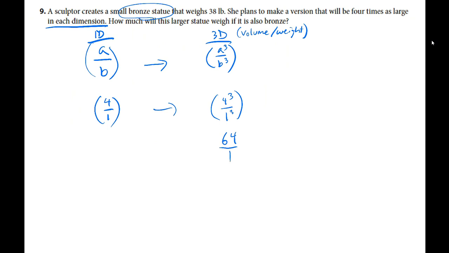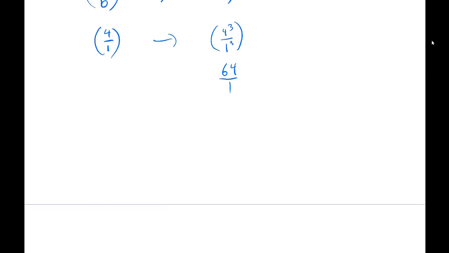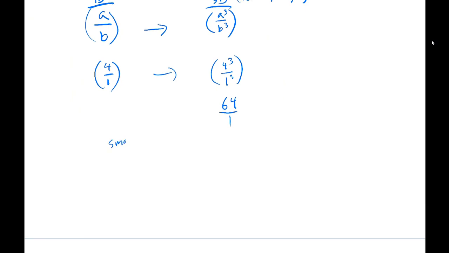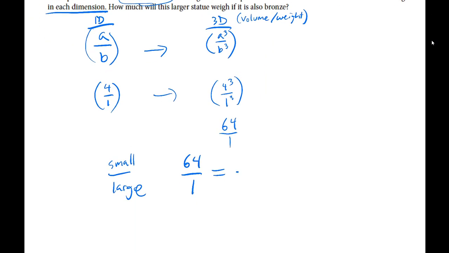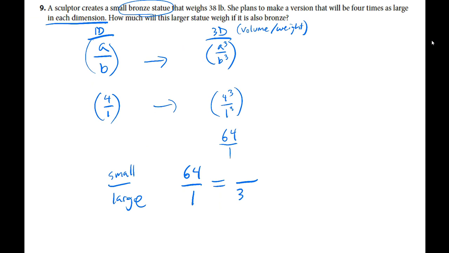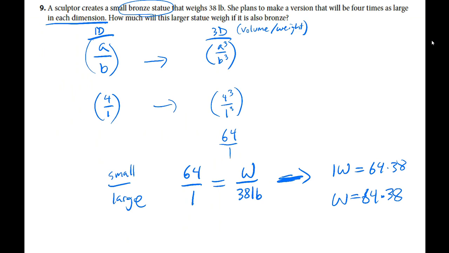Okay, so 4 times as large. How much will the larger statue weigh? So we have small to large, and we go, all right, so we know that it's a 64 to 1 ratio is equal to the actual weights, 38 pounds for the smaller, and we're looking for the big weight, and so we just cross multiply, and that's weight equals 64 times 38, and so the weight of the larger statue is 64 times that original weight of 38 pounds, whatever that comes out to be.